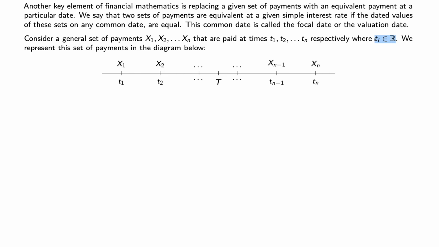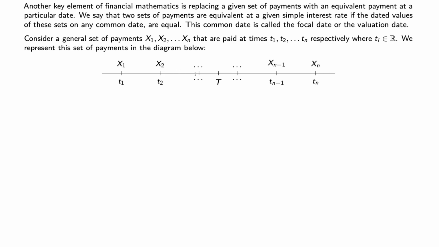We're not going to have a look at an example of negative values, but for the purposes of this understanding, we can have negative values from a conceptual point of view, which represents time less than 0. Now, we've also got this value here, capital T, and capital T is what I'm going to call the focal date or the valuation date.